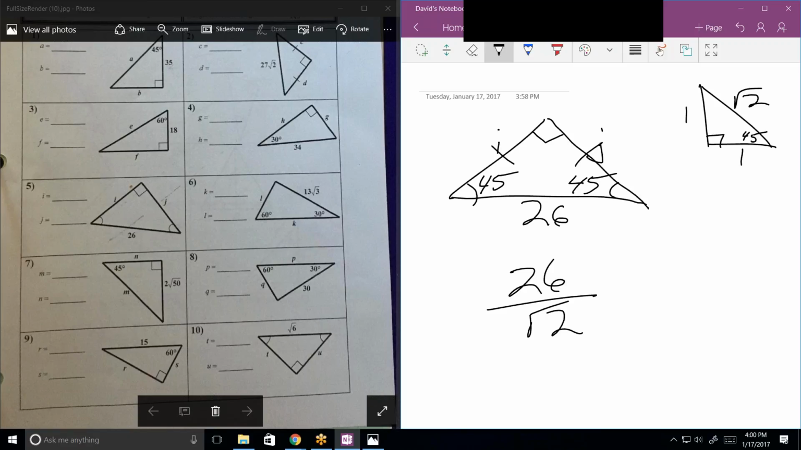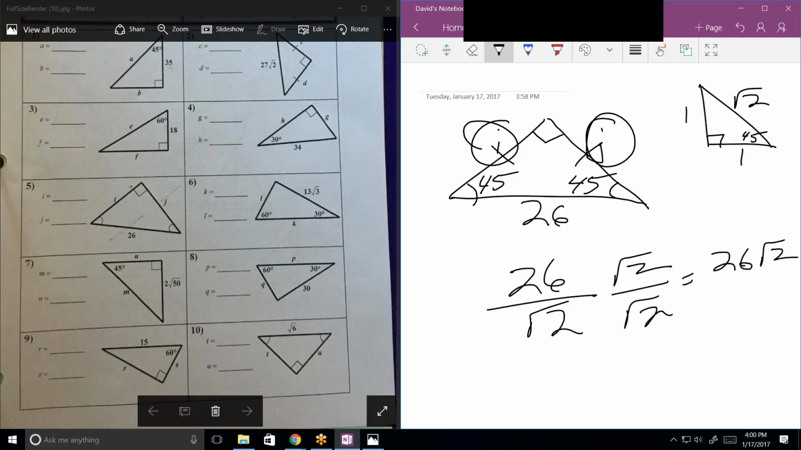It's a lot different. So what is this side and this side equal to? 13 times the square root of 2. All right, so you rationalize that. You got 26 root 2 over 2, which is 13 root 2. All right, good.